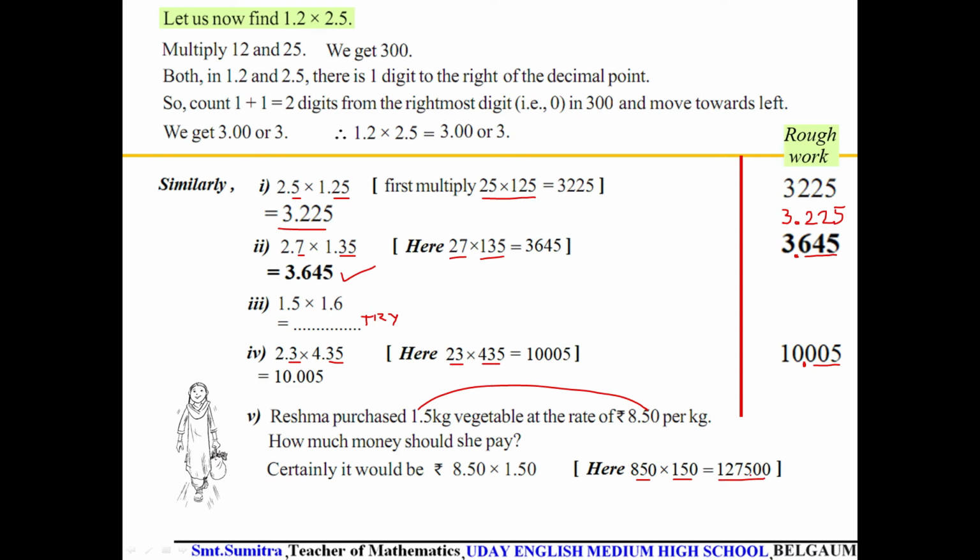1,27,500. The question is to put decimal point. Here after decimal point 2 digits, after decimal point 2 digits. So 1, 2, 3, 4. After this you put decimal point. It is 12.7500 or simply 12.75 rupees.